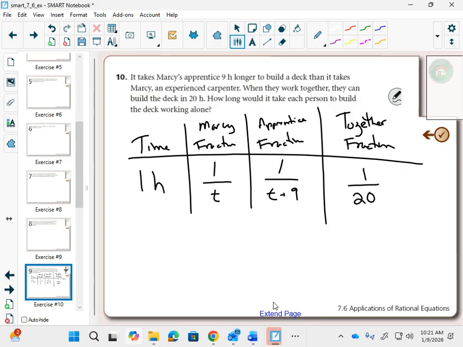So in 1 hour together, they would get 1/20 done. Marcy's fraction in the hour plus the apprentice fraction in the hour has to equal the together fraction in an hour. So 1 over T plus 1 over T plus 9 has to equal 1 over 20.